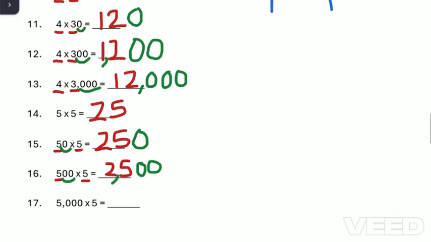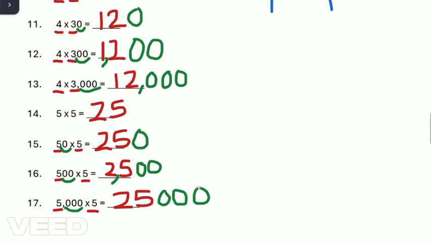And how about this last problem? Again, class, all we need to know is 5 times 5 is 25. That's really all we need to know before adding our 3 extra zeros. 1, 2, and 3 for an answer of 25,000. Let's go ahead and add our comma.